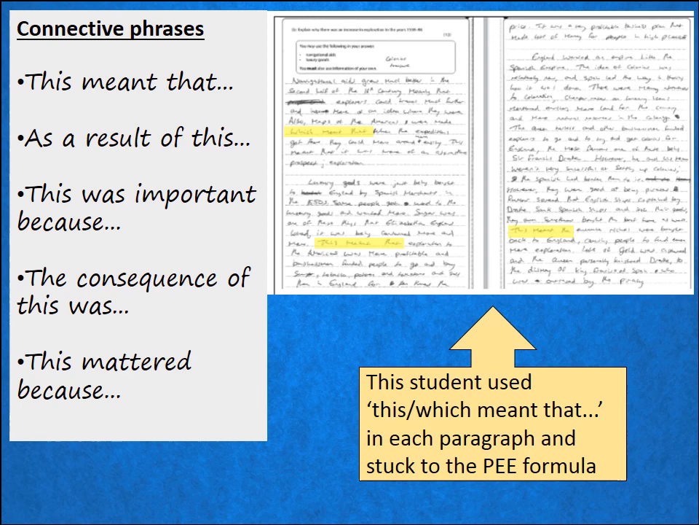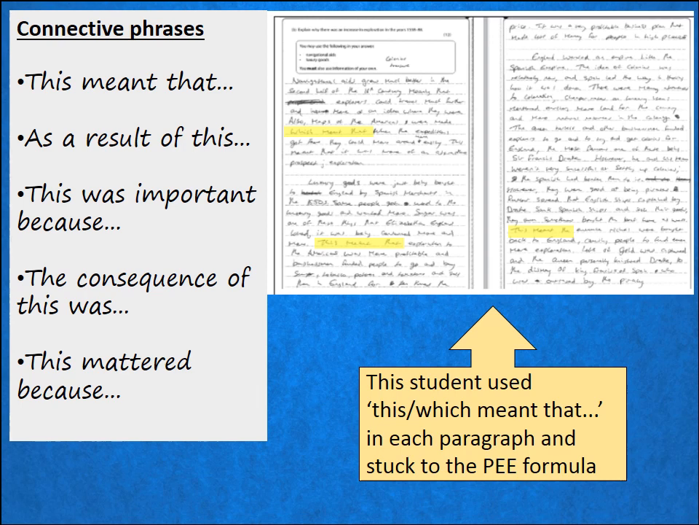It's worth us just pausing on connective phrases for a moment or so. The student in that question used them repeatedly. You can use any from this list that you can see on the left there, either "this meant that," or "as a result of this," or "this was important because," or "the consequence of this was," or "this mattered because." These are all valid phrases that you can use, all as good as the other.